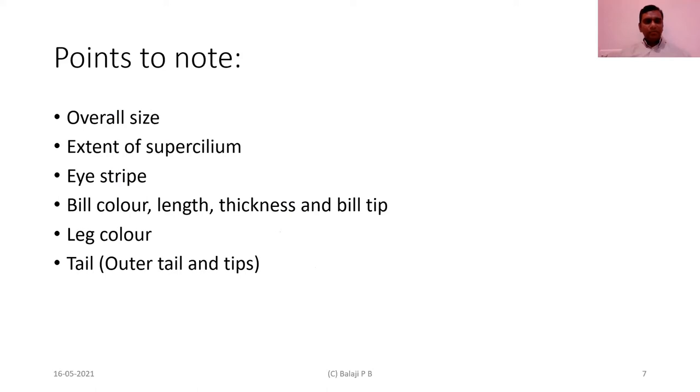If you are looking at warblers in the field with the help of binoculars, or if you are taking pictures of a warbler, make sure that you make a note of all these points. The main things are the overall size of the warbler, the extent of the supercilium, whether there is any eye stripe, the color of the bill, the length of the bill, and the thickness. If there's something peculiar about the bill tip, that also needs to be noted down. We need to look at the color of the legs and the tail, the outer tail and the tips. So these are the six or seven points when it comes to warblers.